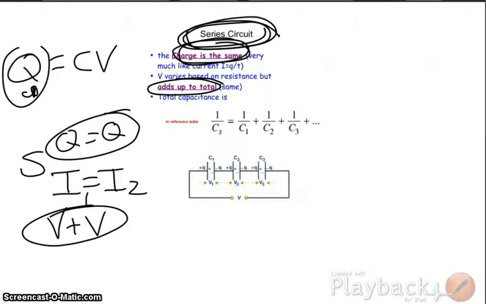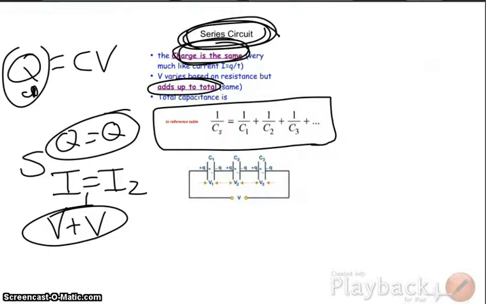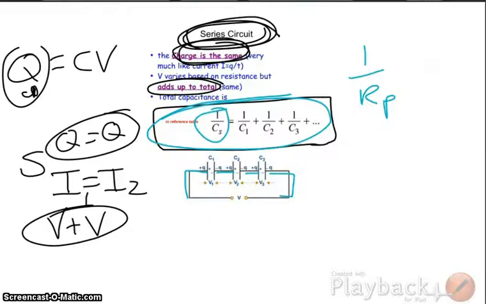Okay? Now, in your reference table, you are given this. And this is how you find the total capacitance in a series circuit, which looks a lot like resistance in a parallel circuit. So they kind of flip how they're set up. Okay? So if you want the total capacitance in a series circuit, when the capacitors are set up in series, one after another, then you would add up their inverses and take that inverse.